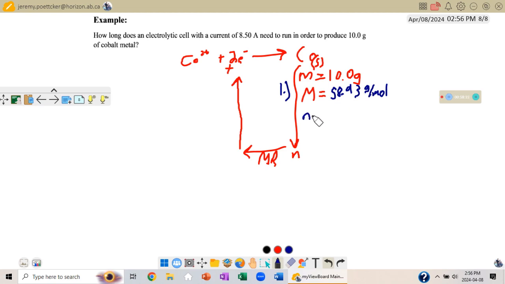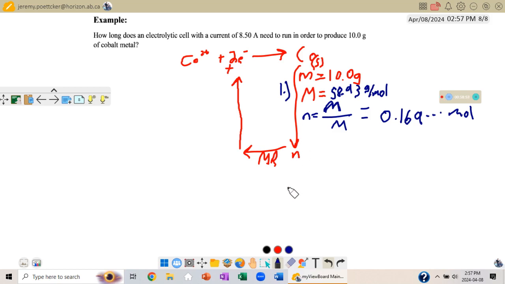And so n is equal to little m over big M. This is supposed to be a little m. It keeps just getting bigger. 10 divided by 58.93 is going to give us 0.16969285559 and so on. So I'm going to leave the big number in my calculator here, 0.169 moles.